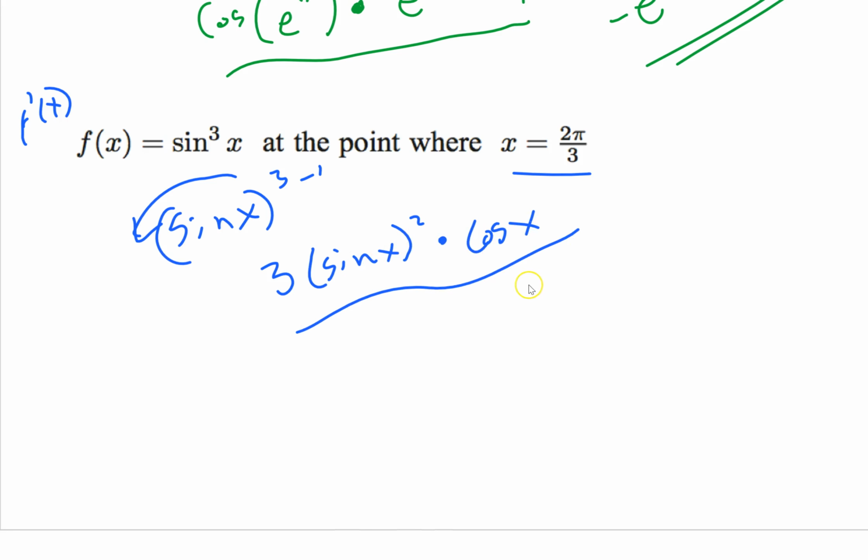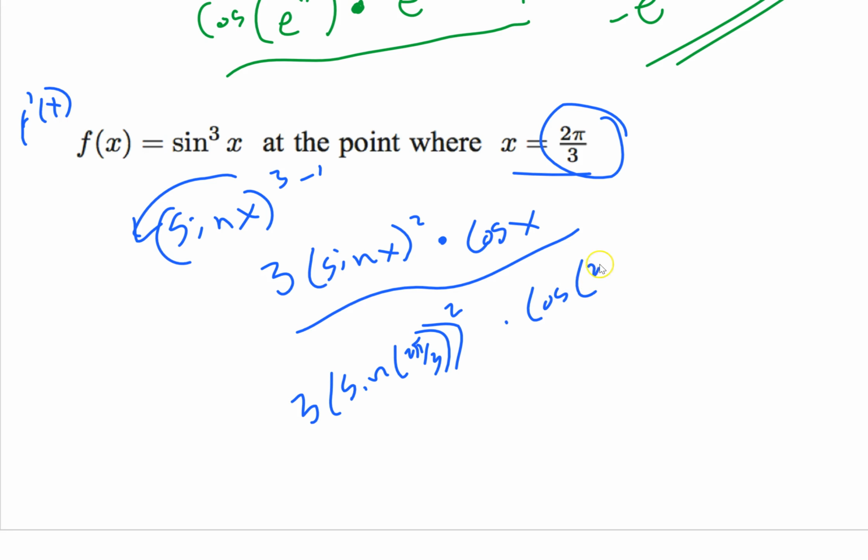So that's my derivative. Now they want us to plug in 2 pi over 3. So 3 sine of 2 pi over 3, squared, times cosine of 2 pi over 3. So hopefully we know our trig, right? A couple ways to do it. You could do the box method, you could do the memorization method, you could do the triangle method. I'm a triangle fan, so here's 0, here's pi, and 2 pi over 3 over here. Remember, no matter which way you do it, you have to know what quadrant you're in. And we're in quadrant 2, because this is 3 over 3, and you're 1 less, so 2 pi over 3.